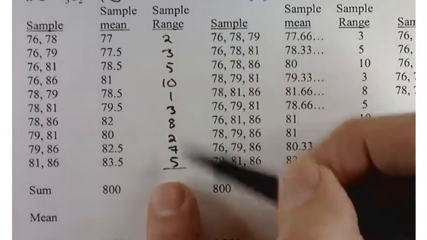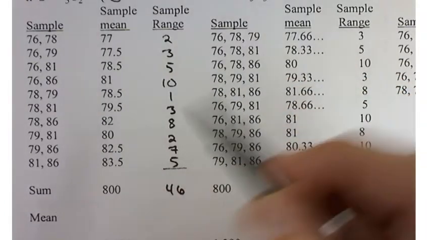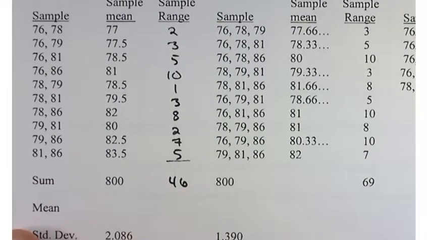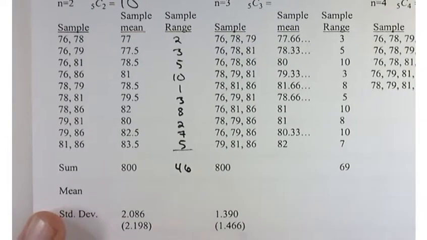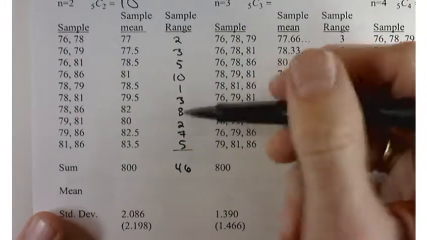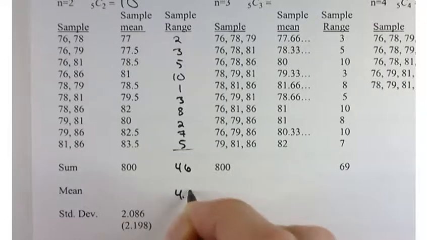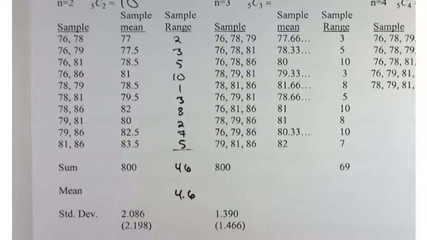Now, if I've got 10 of these values, what was the average estimate here? Can anyone tell me? What's the average sample range? 4.6. Just divide that by 10, which means moving the decimal, 4.6. Not so good.